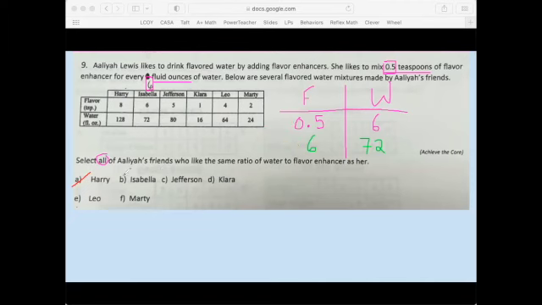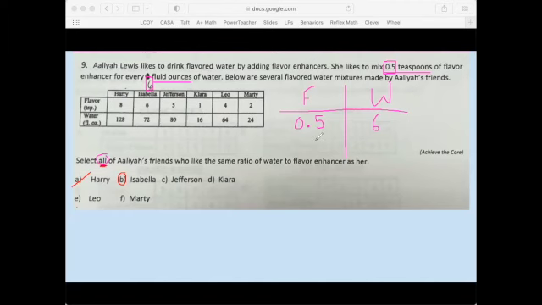But remember, guys, the question says to select all of Aaliyah's friends, which means that more likely than not, we're going to have multiple answers that we're going to have to select. Okay, because it says select all, which means we have to keep on doing the same work that we were doing. We have to figure out, is the ratio 1/2 to 6 equivalent to the rest of these ratios that are listed?